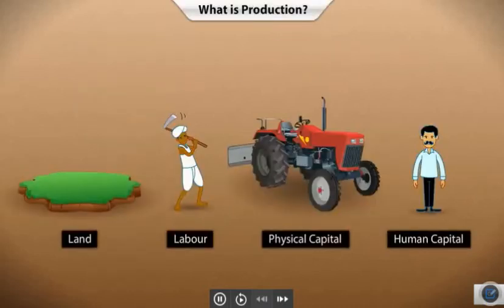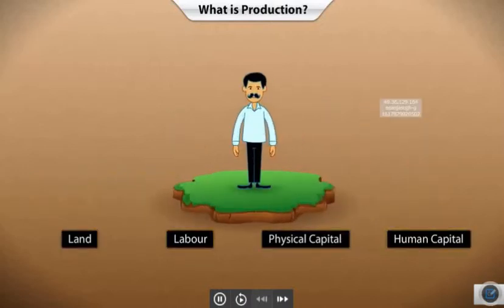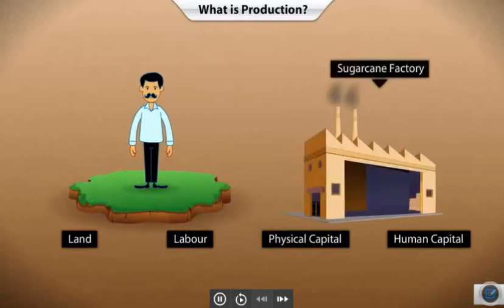Production depends on 4 important factors or requirements: land, labor, physical capital, and human capital. Meet Jagan, a young sugarcane farmer from Palampur village. He also wants to become a businessman, for which he plans to set up a sugarcane factory. Let us see how the different factors of production come into play both in the agricultural and industrial activities that Jagan undertakes.